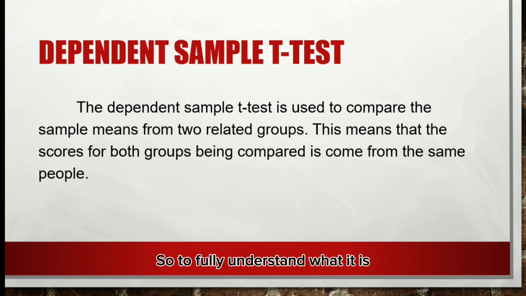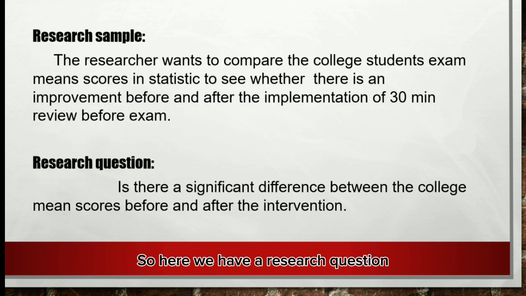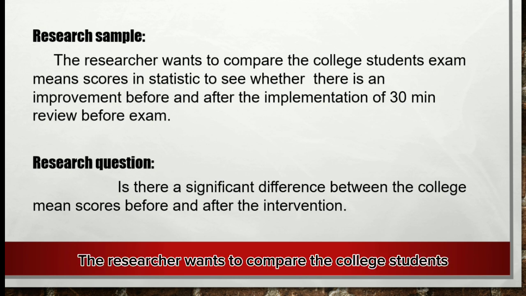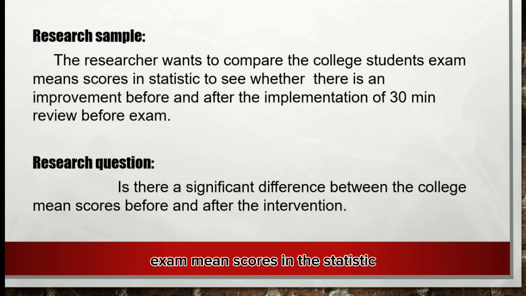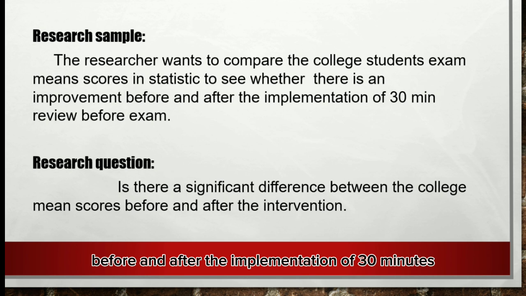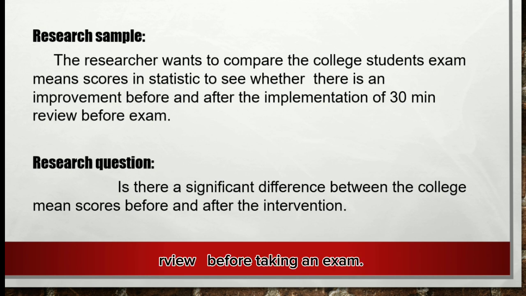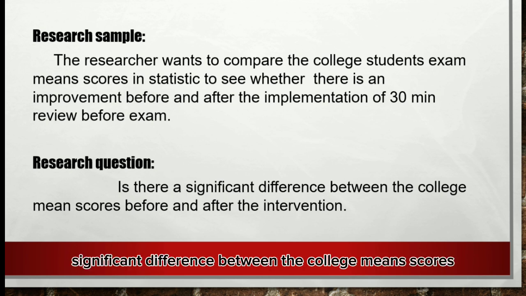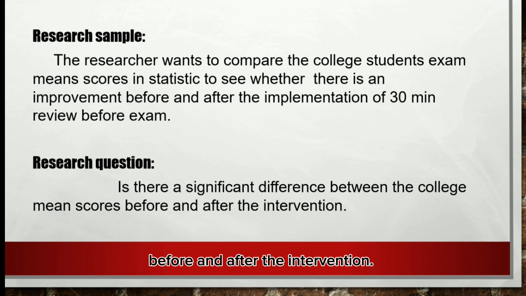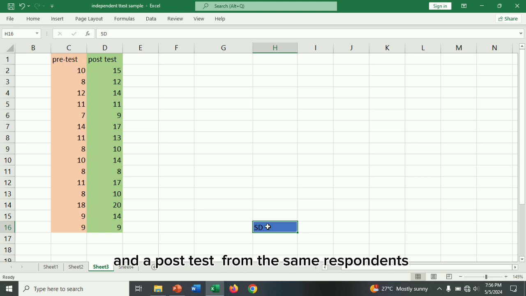So to fully understand what we mean by dependent sample t-test, let's run an example using Excel. Here, we have a research question and research sample. The researcher wants to compare college student exam mean scores in statistics to see whether there is an improvement before and after the implementation of a 30-minute review before taking an exam. The research question is: is there a significant difference between the college mean scores before and after the intervention? Here we have a pre-test and a post-test from the same respondents.